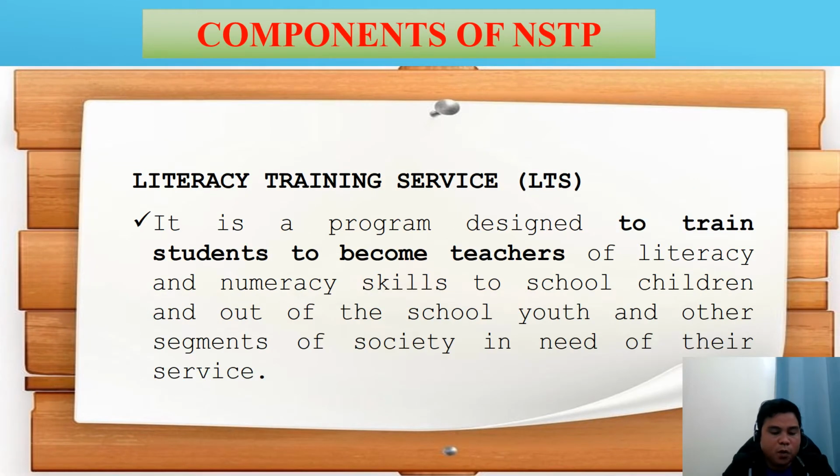This program component is designed to teach literacy and numeracy skills to school children and out-of-school youth, particularly underprivileged children in the community and far from places. The hope of this program is to continue learning through peer-to-peer interaction to teach them how to write, to think, to read, and to become competent in their chosen field.